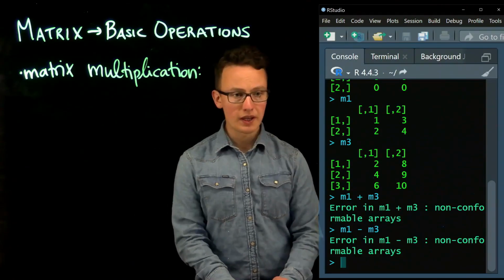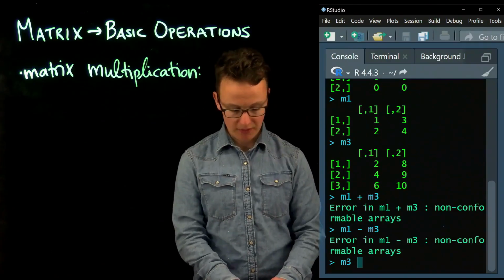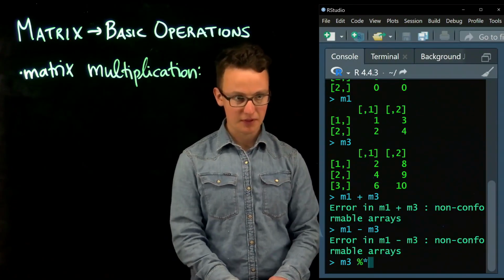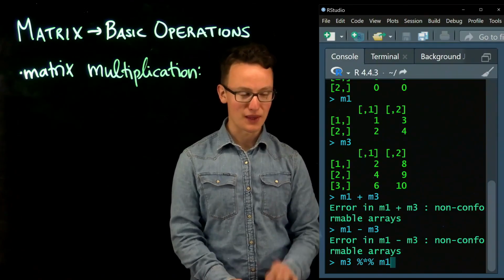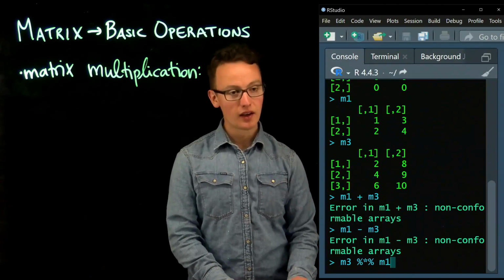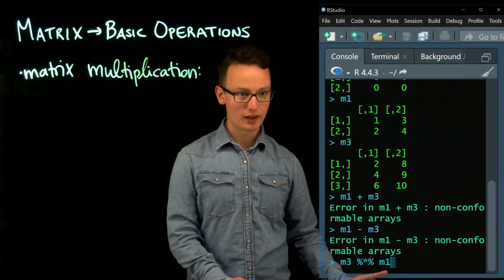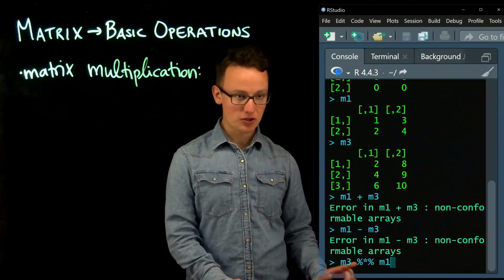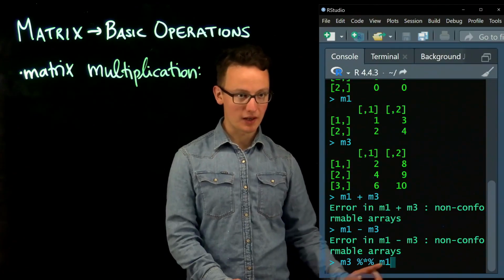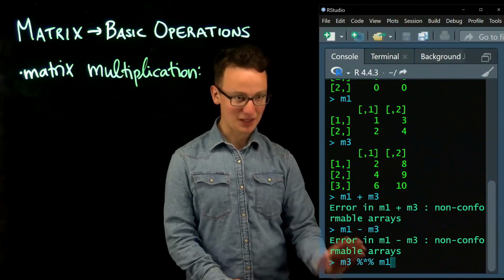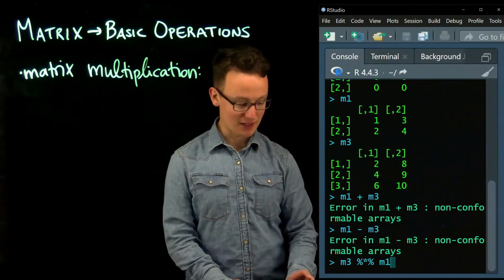In R, we can multiply two matrices using this special operator, which is basically a percentage sign, asterisk, another percentage sign, and then the name of the other matrix. And in this case, I'm going to do M3 multiplied with M1. I'm making a conscious choice to write M3 multiplied by M1 and not the other way around. We're going to see why, okay? But here this is important.